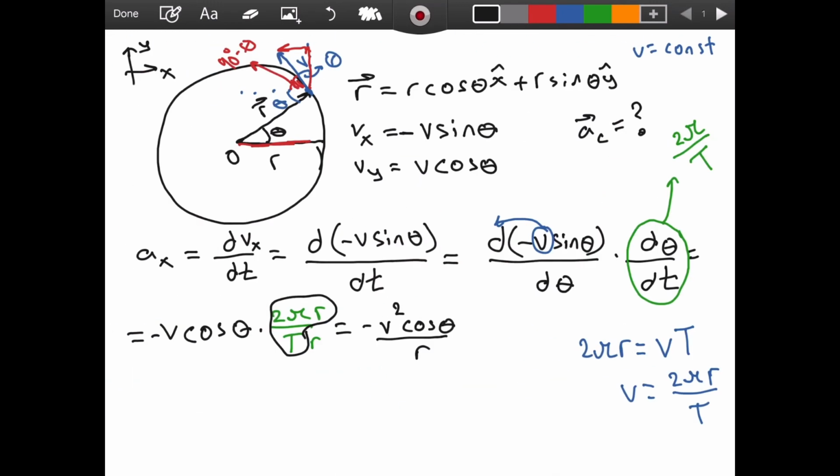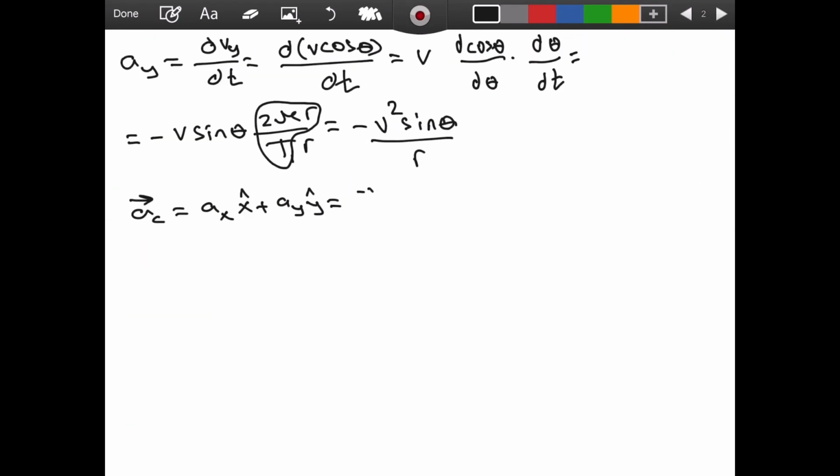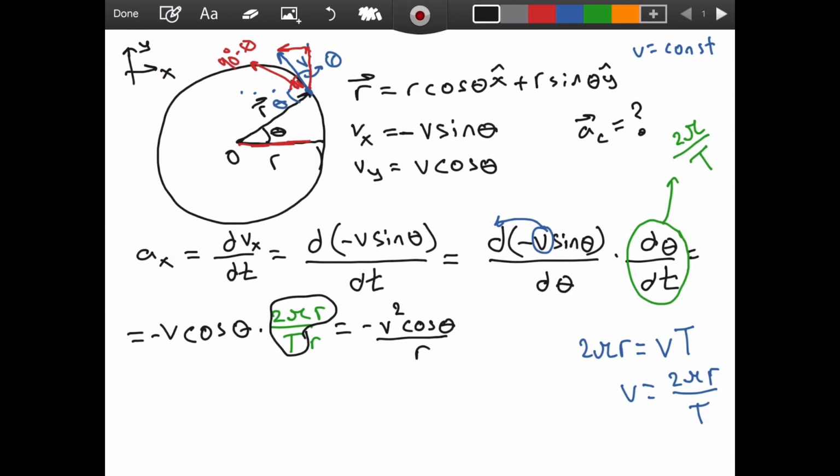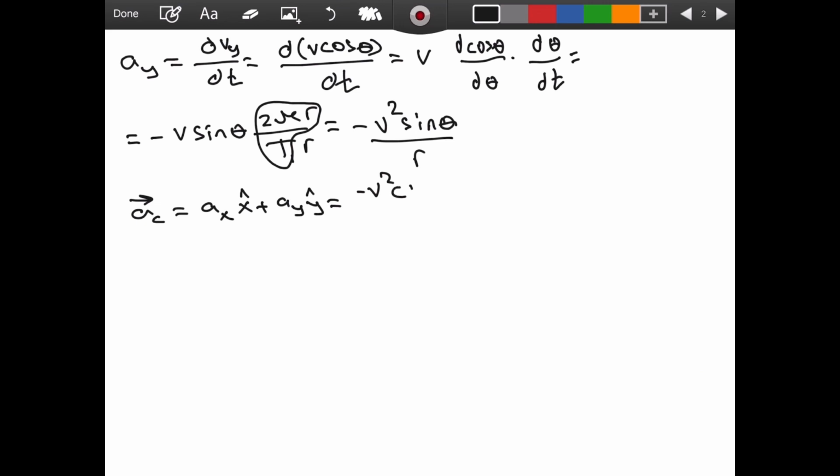In the ax direction, we have negative v squared cosine of theta divided by r. And for the y component, we have v squared sine of theta divided by r. I put the negative here, and it is in the y direction. Great, so we have done it. This is correct. But let's simplify a bit. Simplify this a bit, shall we?